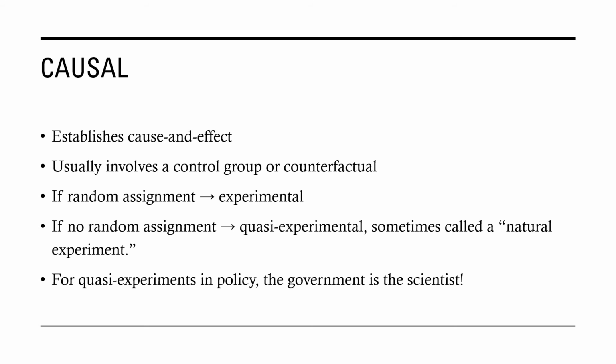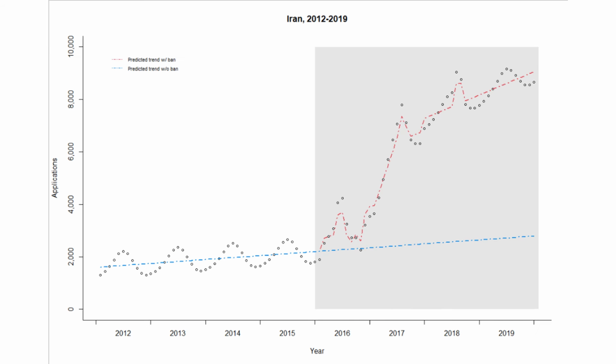It's very unlikely as an MPP student you'll be doing an experimental research design, but a lot of researchers in policy do quasi-experimental research, where the government is the scientist, and you are studying the outcomes of a policy change or the potential outcomes. Here is a visualization of a quasi-experimental research design that I'm doing on the Trump travel ban.